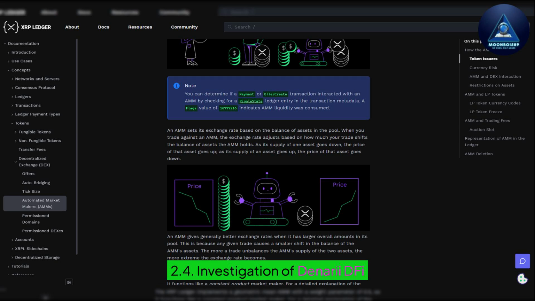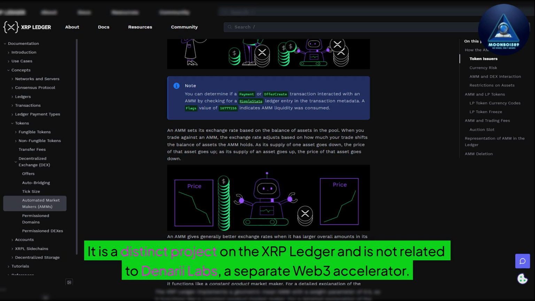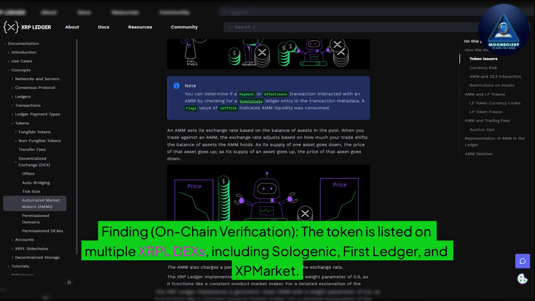2.4. Investigation of Denarii DFI. The Denarii DFI project is active with official websites, denarii.cc and denariiDeFi.net, a presence on X, a Linktree, and a YouTube channel. It is a distinct project on the XRP Ledger and is not related to Denarii Labs, a separate Web3 accelerator. Finding: on-chain verification.